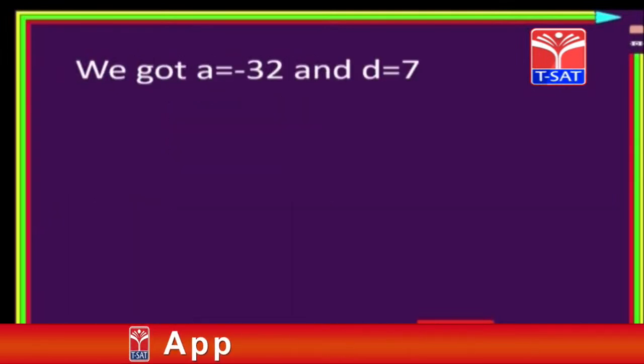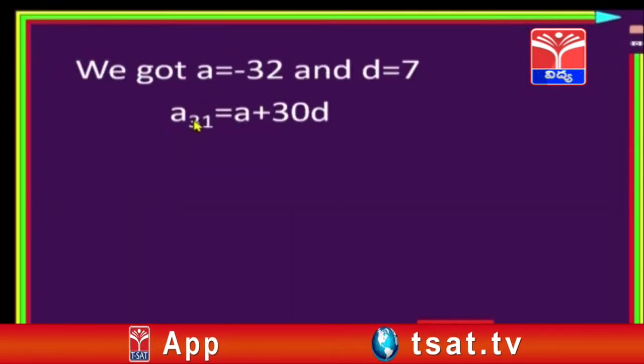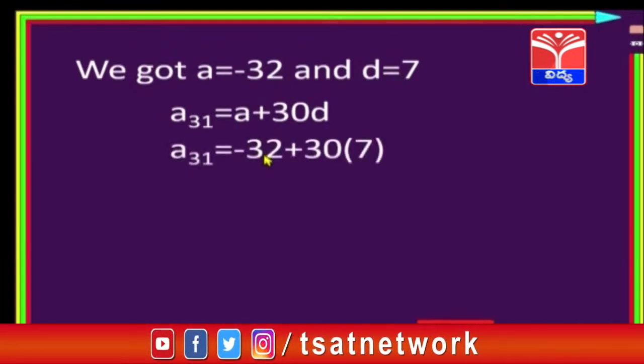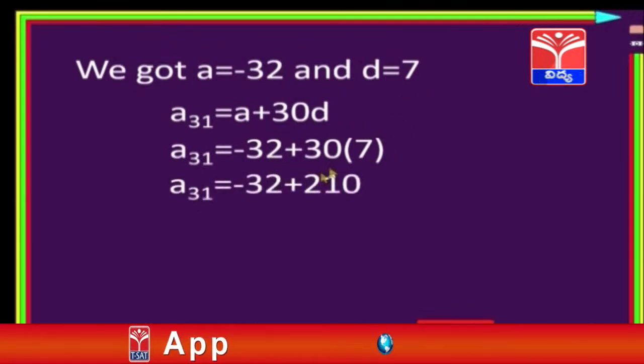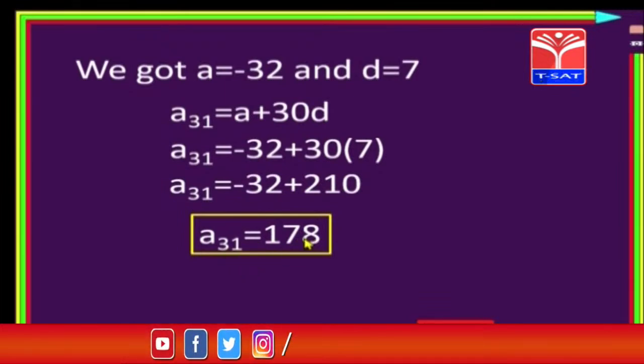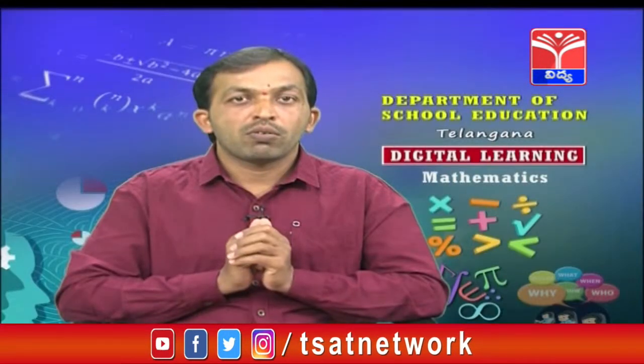Now we can find the value of A31, the 31st term, easily. A31 is equal to A plus 30D, as we got the A value and D value, substitute here. So A is minus 32 plus 30 into the D value, which is 7. So minus 32 plus 7 into 30, 210, 210 minus 32 is 178. So the 31st term is 178. These types of problems are very important. So students, solve these types of problems which are given in your textbook.